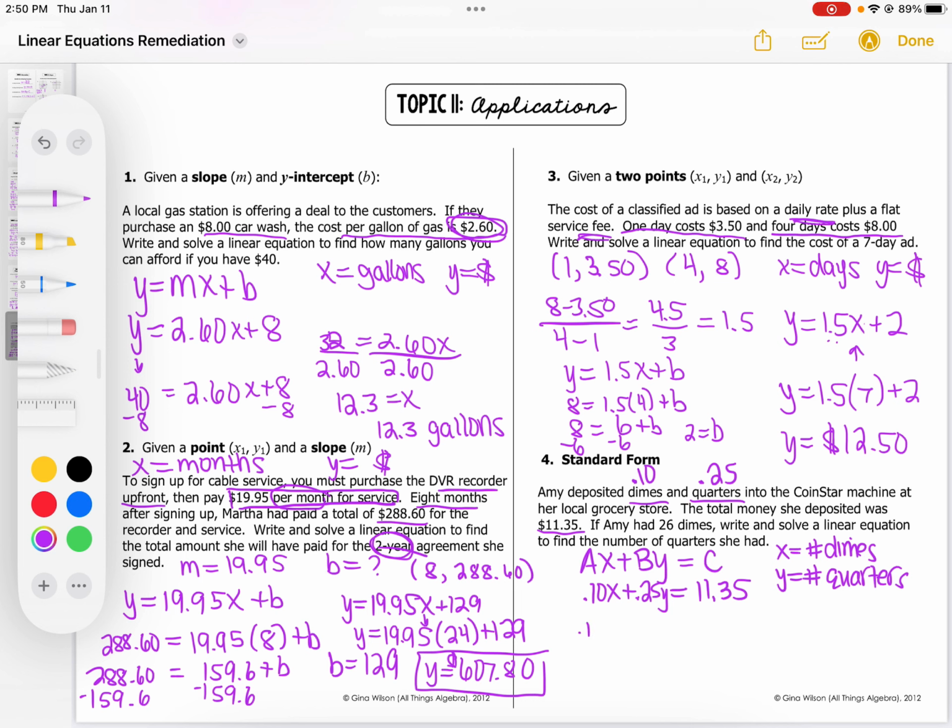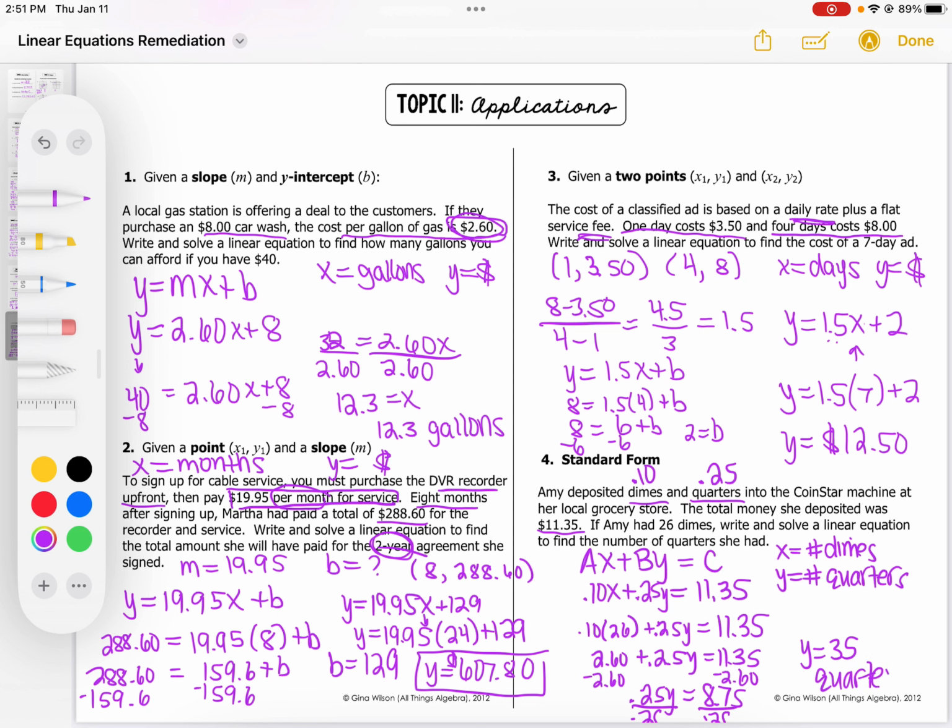So to figure out how many quarters she has, we'll take 0.10 and multiply it by 26 to figure out how much money she has in dimes. And then from there, I can figure out how many quarters. Well, 0.10 times 26 is $2.60 in just dimes. And subtracting that from both sides, I get 0.25y equals 8.75. And when I divide that by 0.25, I get y equals 35. That means she has 35 quarters.